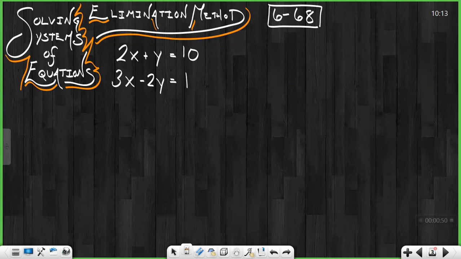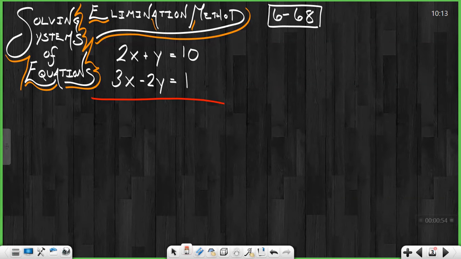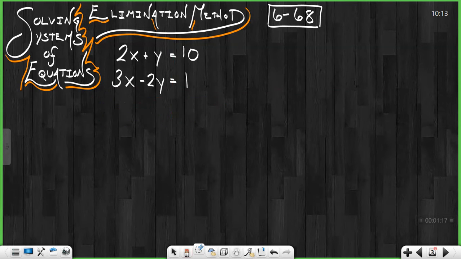In this case here, if I look at these two equations, and I'm going to start off here in red. This is something I would not recommend writing down, but just watching. If I added these two equations right now, I would get 5x, because 2x plus 3x is 5x. Y plus -2y gives me -1y, and 10 plus 1 equals 11. That means when I added them, none of my variables eliminated. That's a problem. I need my variables to eliminate in order for this to be the elimination method.